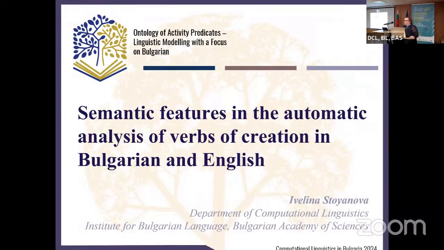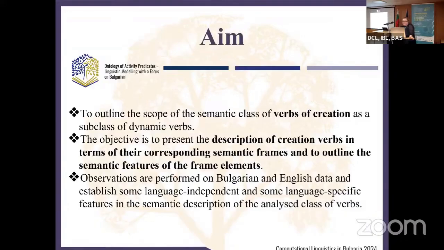So I'll try briefly to present my work on the semantic features. The title is a bit ambitious. It mentions automatic analysis of verbs of creation, basically in Bulgarian and English. But basically, the focus is on the semantic features which would allow us to proceed towards semantic analysis of verbs and disambiguation of verbs of creation according to some semantic classifications that I will present now.